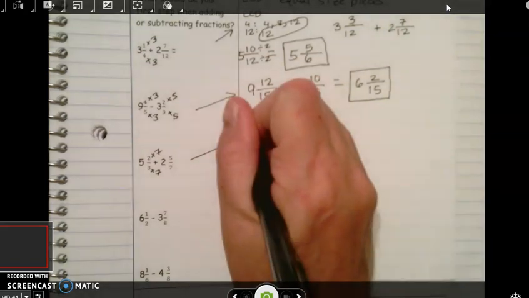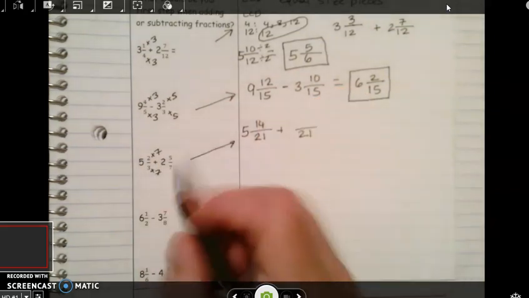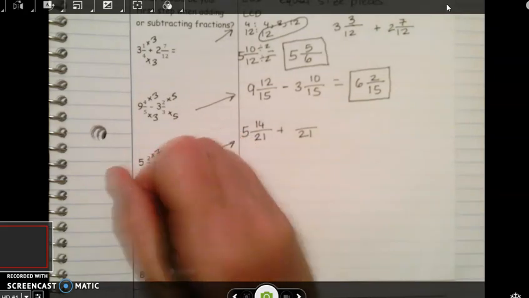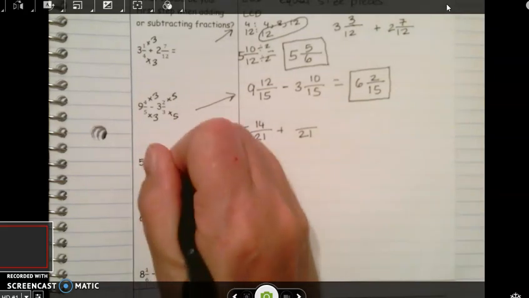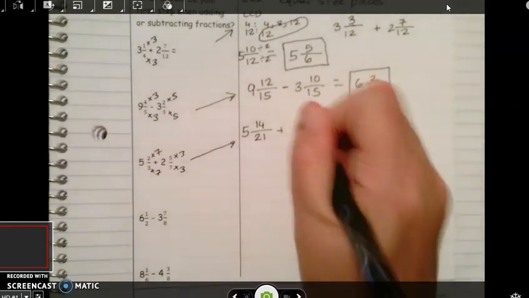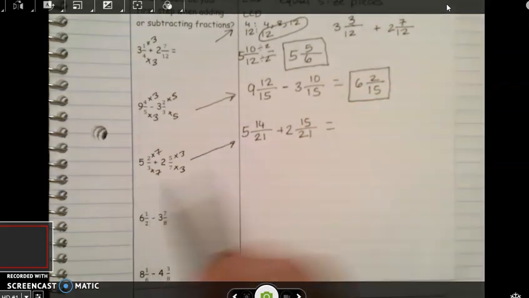And we're going to put my whole number. Plus 7 times what is 21? Hopefully you know it's that number. 7 times 3. So 5 times 3 is 15. And my whole number is 2. Okay, just kind of double checking. I like to double check my work.